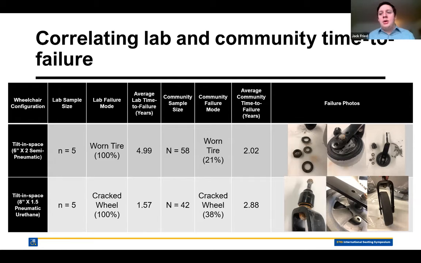So we have some models that seem to be more accurate than others. And we're really interested to finish this study so we can get a look at all the different breadth of models that we have from the community compared to the lab. The other 6 models we'll be doing are all ultra lightweight. So that should give us a good idea of where we are correlated to those.